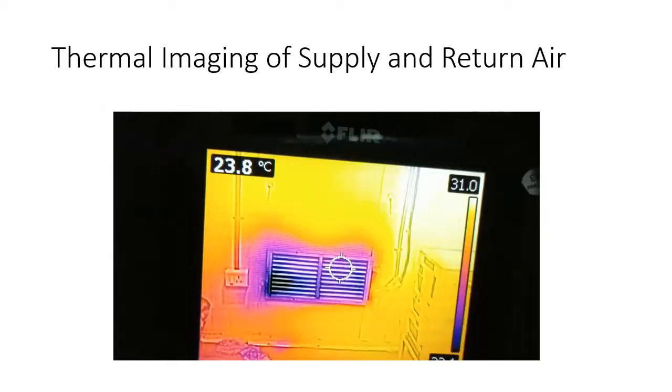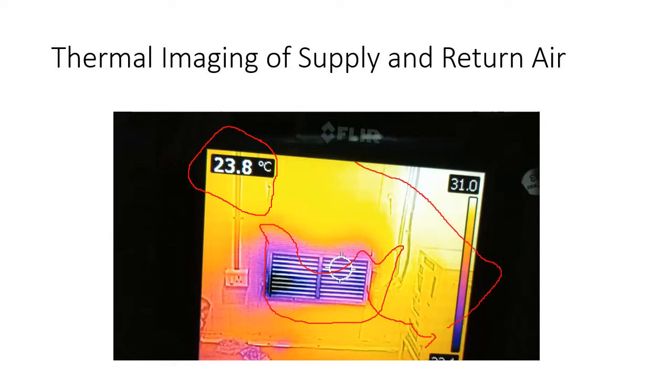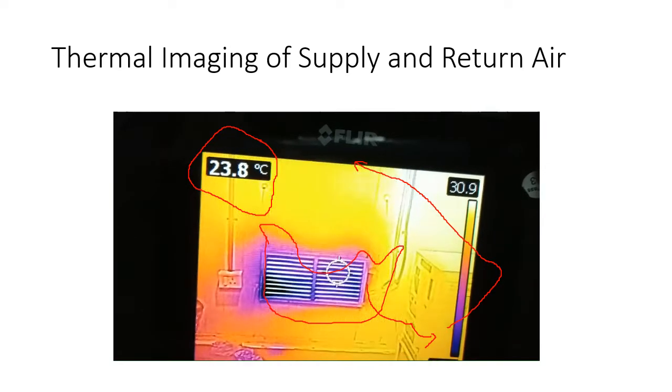In this slide, we will see the thermal imaging of supply and return air. This is the bottom portion of the EFC unit, which is a supply grill. From here, the air is coming out, and the temperature of this air is 23.8 degrees centigrade. We can see this air going towards the electronic rack, cooling the rack module and coming back and going again to the return air grill, which we can see in this video.